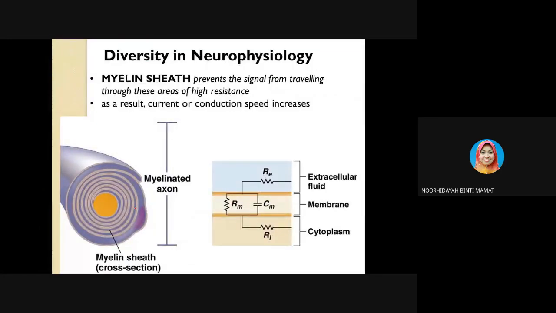Now we go to the myelin sheath. The myelin sheath prevents the signal from traveling through this area of high resistance. As a result, the current or conduction speed will increase. This is the function of the myelin sheath, and this is the myelinated axon.